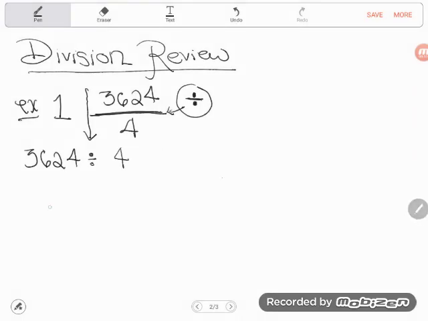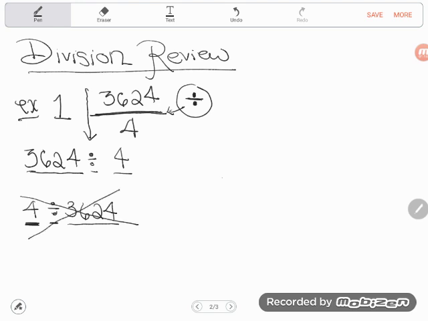Now that's a really different problem than 4 divided by 3,624, which is a totally different thing. What you're saying with this first one is take 3,624 things and divide them into 4 equal groups. Here it says to take only 4 things and divide it into 3,624 pieces. Your pieces would be so tiny, itty bitty little things. This is a totally different concept.